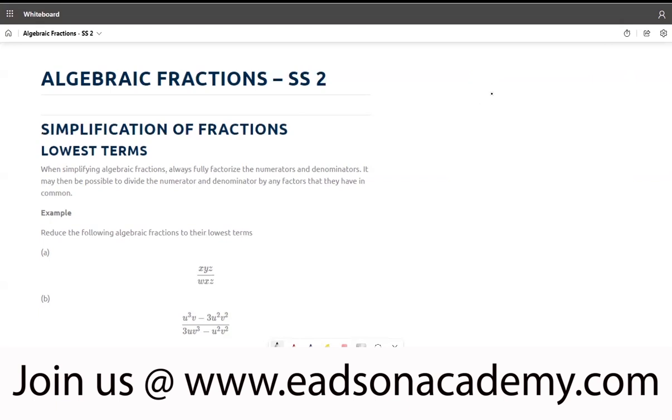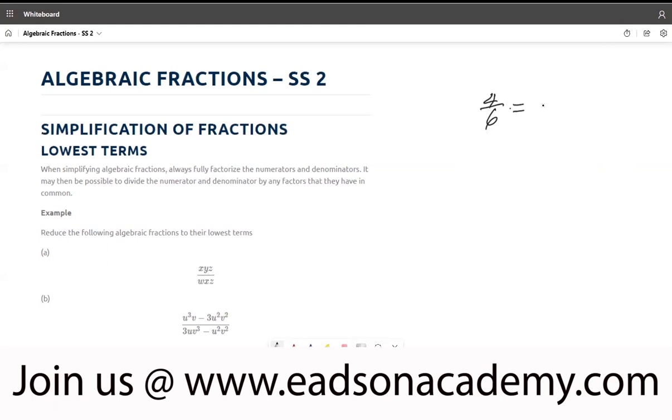If I have a fraction like 4 over 6, this fraction is not yet in its lowest term because there is a number that divides both 4 and 6. That number we call the common factor, the highest common factor of 4 and 6. Once you have the highest common factor that can divide into the numerator and the denominator, you use it to divide both, so that the result is a number that nothing can divide again.